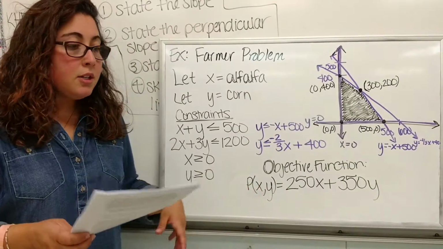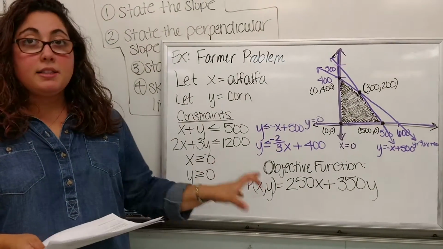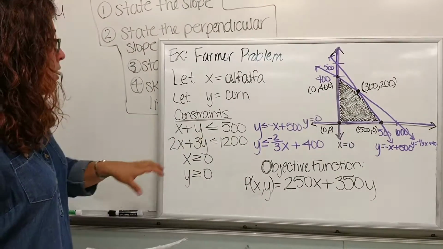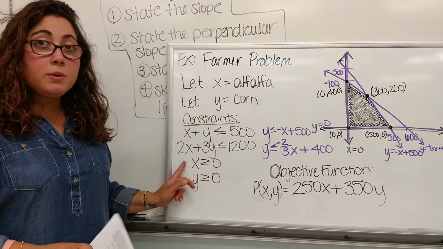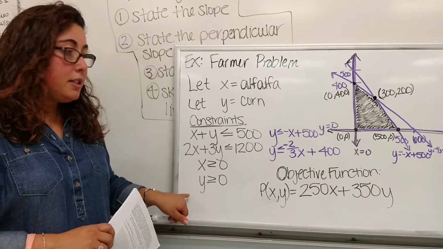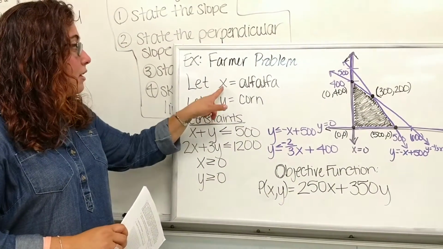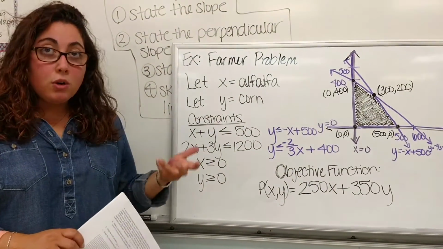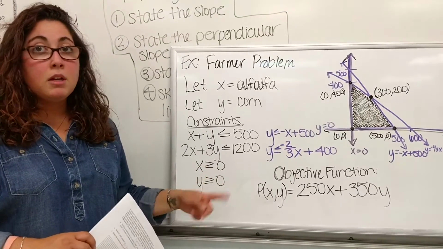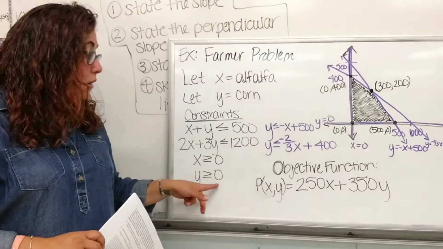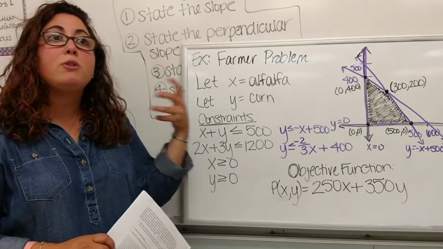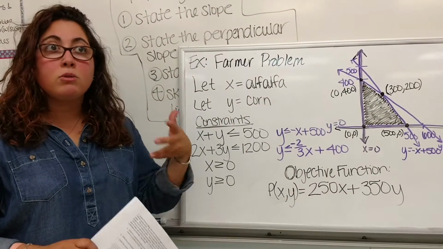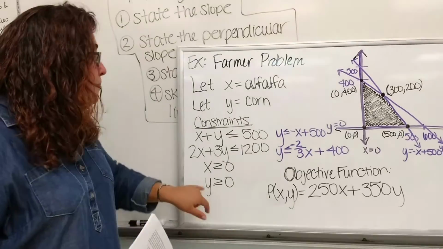Our next step is to determine our constraints, which are our inequality statements, along with our objective function. That comes from the rest of the information in the problem. Notice that you typically always have X is greater than or equal to 0 and Y is greater than or equal to 0. This is saying that the least amount of alfalfa that you're going to grow is nothing, and the least amount of corn that you're going to grow is nothing.